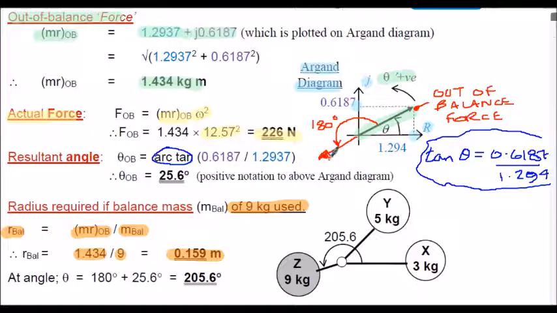Because we're not just dealing with two masses now, so it's not diametrically opposite a mass, we're dealing with several masses, so we have to go diametrically opposite the out of balance force. And that's what I'm showing here. That's where the 205.6 degree angle comes from. So basically what we've done is put that mass of 9 kilograms here, at this position, on a radius which we calculated of 0.159 meters, at the angle of 205.6 degrees. And that's job done. That's balanced our system in this particular case.